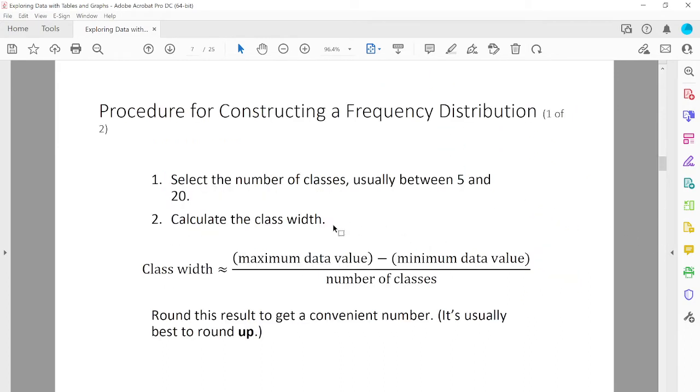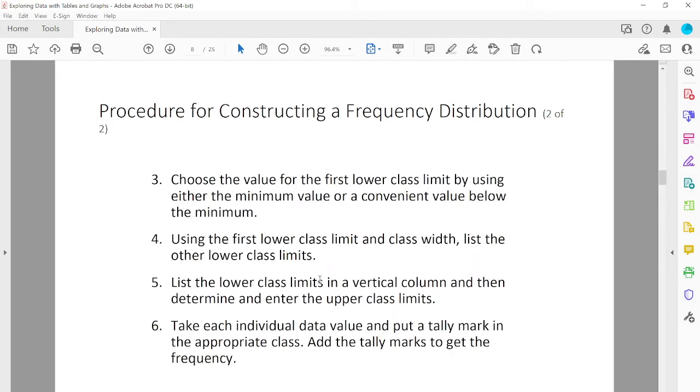To find the class width, we can use this formula: the maximum value minus the minimum value over the number of classes we want, and round this result to get a convenient number. It's not always an exact number. Whatever number is convenient for us to work with the data, that's what we're going to use for the class width. And number 3, choose the value for the first lower class limit by using either the minimum value or a convenient value below the minimum. So that's how we can find the first lower class limit.